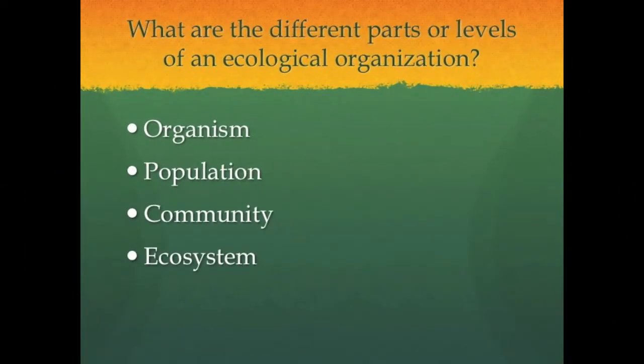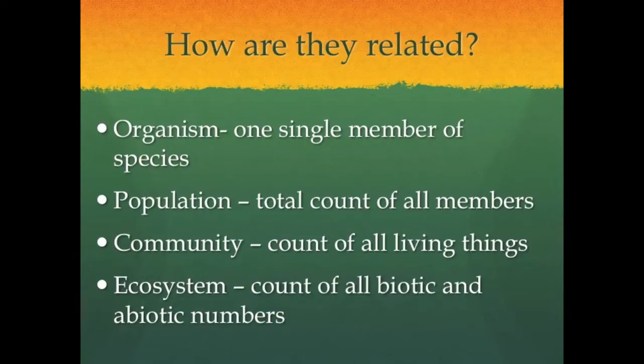Next up, different parts or levels of ecological organization: organism, population, community, and ecosystem. And how are those related? They're related because the organism is one single member. Then we get a total count of all the members. We count all the living things, and finally, ecosystem includes everything, both living and non-living.